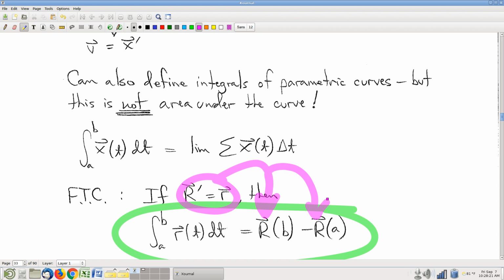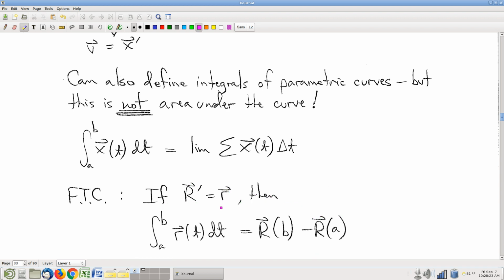Why do we care? The why we care comes up in thinking about situations where we know that this happens. And specifically, here's the situation we know where this happens. If this is position, then this is velocity. And what this turns into is an assertion that an integral of velocity gives you a change in position. Right, and that makes sense.